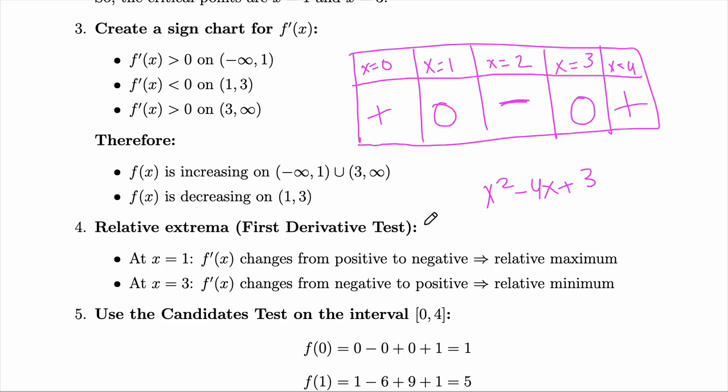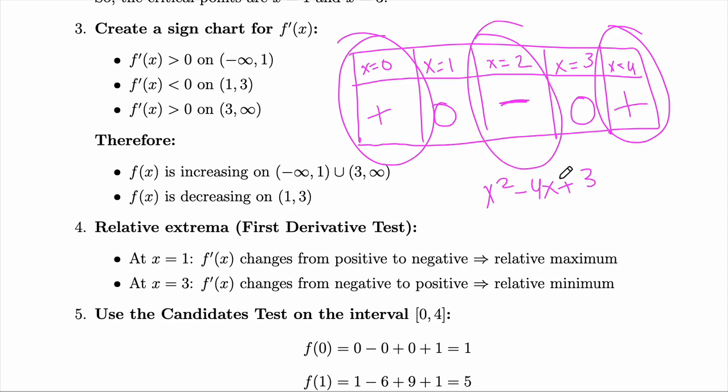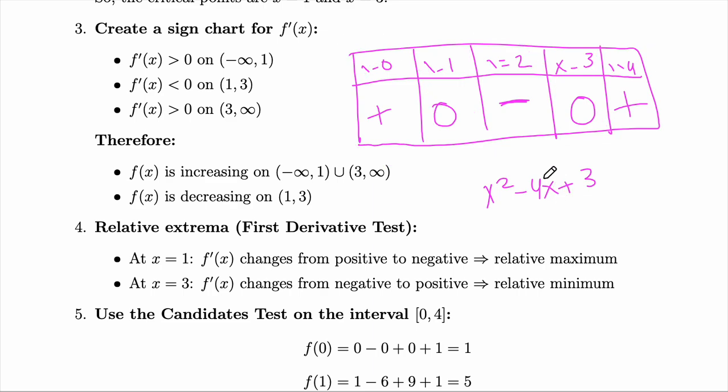So basically, I know that from negative infinity to 1, which is over here, it's going to be increasing. I also know that over here, from 3 to infinity, it's going to be increasing as well. And then in the middle of those, between 1 and 3, which is right here, I know that it's going to be decreasing. So this is how you can use a sign chart to identify the intervals where it's increasing and decreasing. Okay, so now let's talk about how to use this information to find the relative extrema.